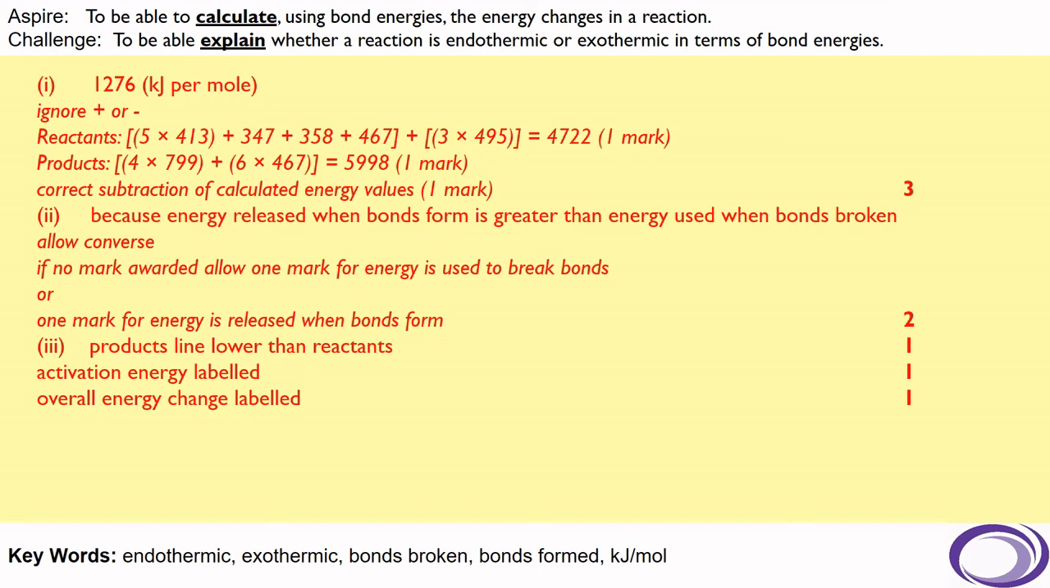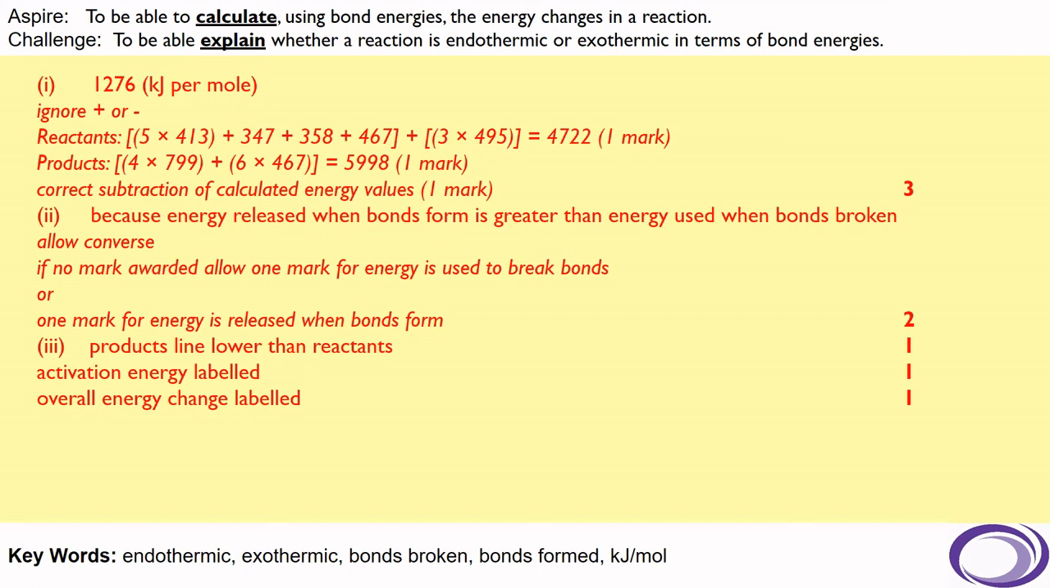Okay, so the mark scheme for those questions is on the screen. The overall energy change for the initial reaction was 1,276 kilojoules per mole. If you had that number, you would get all 3 marks. But if you didn't, check your working. So the energy change for the reactants was 4,722. So that's the energy taken in breaking the bonds of the reactants.